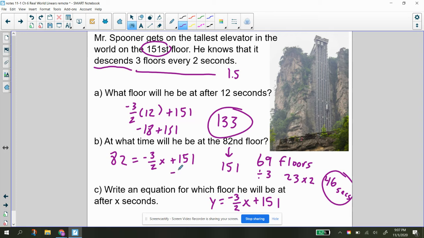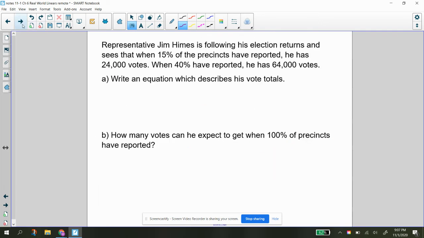If we had used the equation here, minus 151 minus 151, you'll get the same thing. It's going to be negative 69 divided by negative 1.5. I actually like the way we thought about it here, but again, to each their own. What else do I have? How about something where it's not immediately obvious what the y-intercept is?